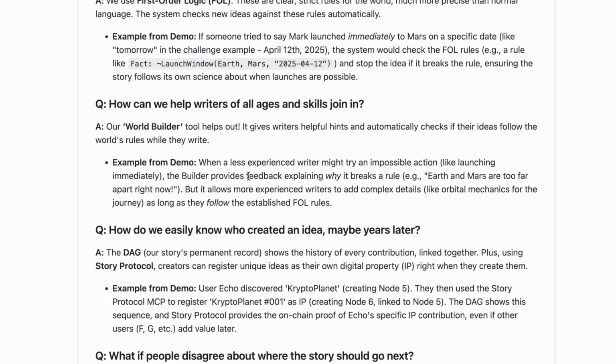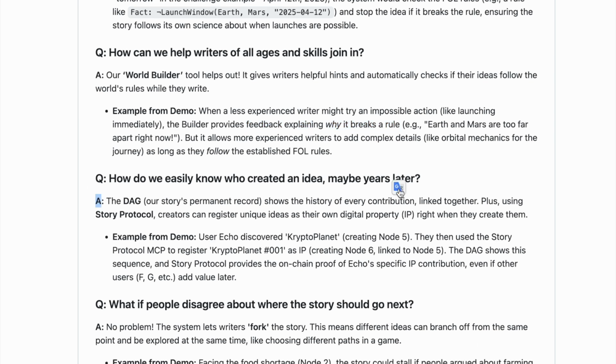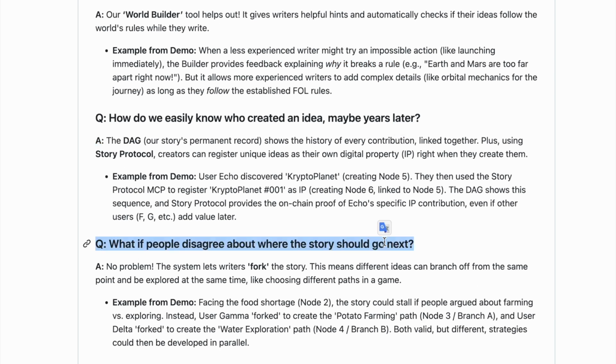How to help writers of all ages and skills? Our World Builder tool gives helpful hints and checks the rules behind the scenes as they write. How to easily know who created an idea, maybe years later? DAG and Merkle proofs show the whole history.